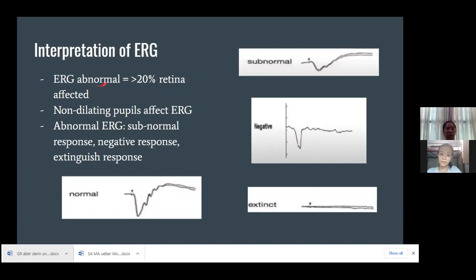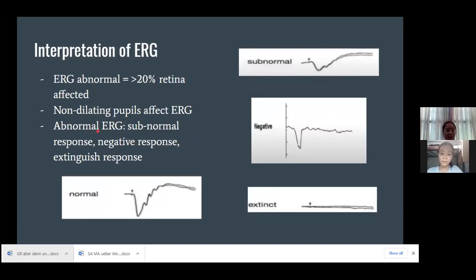So an abnormal ERG means that more than 20% of the retina is affected. And non-dilated pupils affect the ERG. So that's why before the test, I think the doctor will put in eye drops or something like that, so that our pupils can dilate, so that the stimulus can go through to the retina.